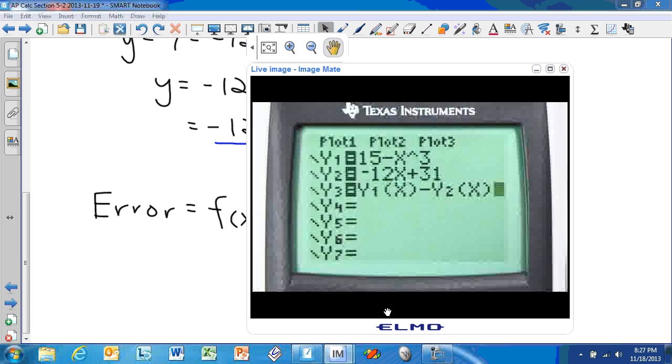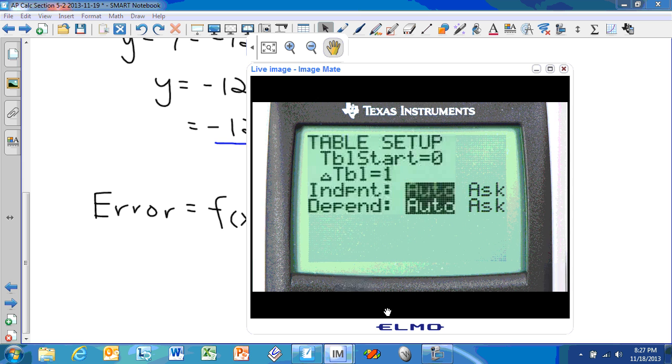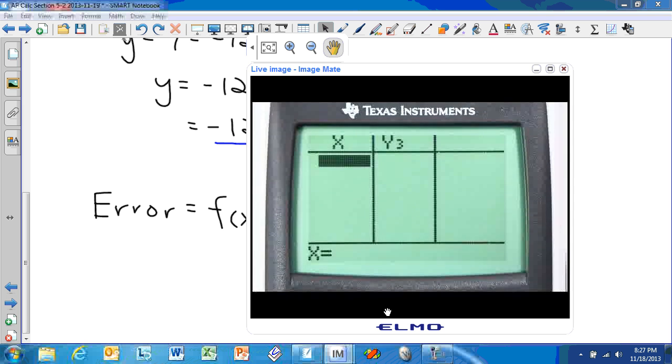And let's go to our table to see what the differences are. In fact, I don't really need to see the actual y values. I'm really just interested in the differences. So I'm going to shut off y1 and y2. And let me set up my table here in ask mode. Let's just start to the left of x equals 2, and let's kind of zoom in on this value here. So let's start at, how about, 1.9.